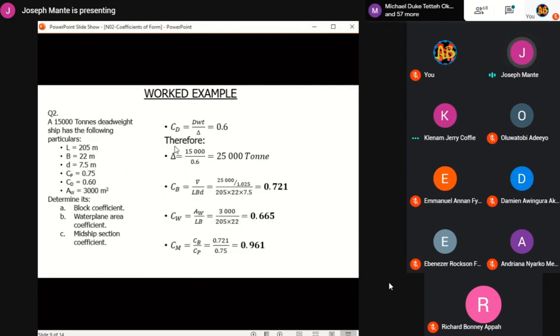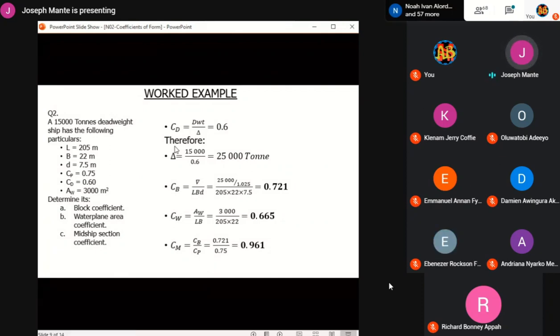So let's go to this. A 15,000 tons deadweight ship has the following particulars: length, breadth, depth, CP, and that. Determine the block coefficient. Mostly, understand the question. Know the values that have been given to you, and now work it out, okay? Don't just start and begin anything. Essentially, calculate for the block coefficient.